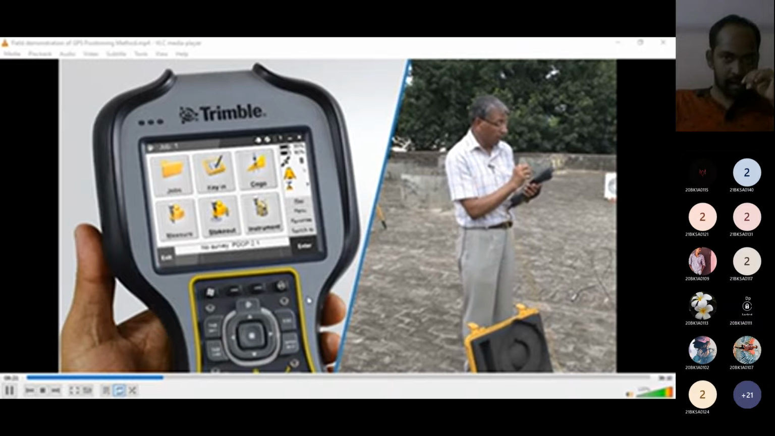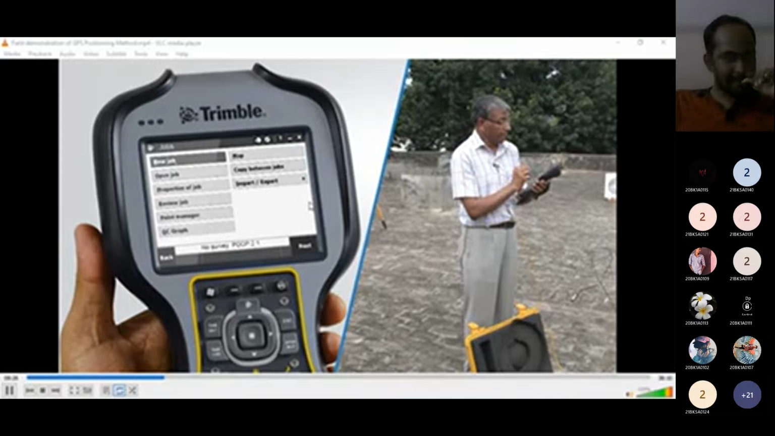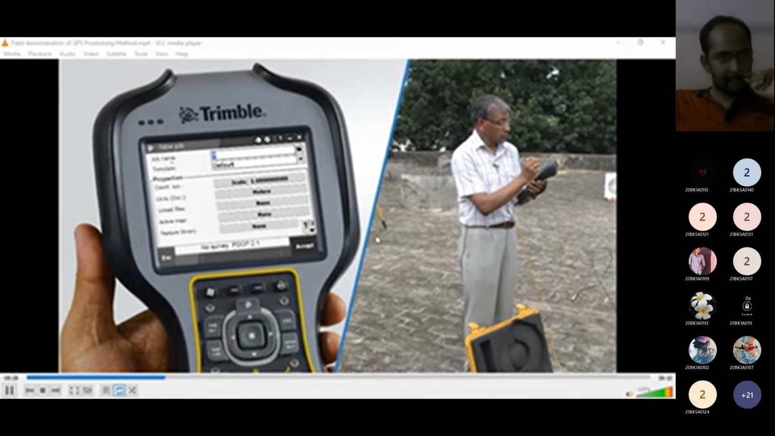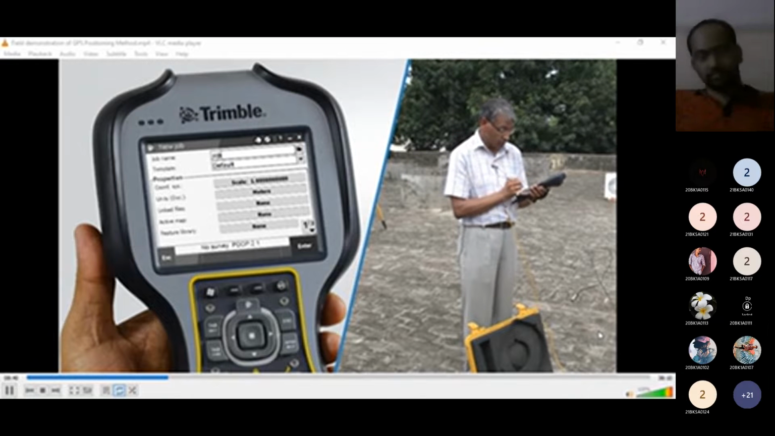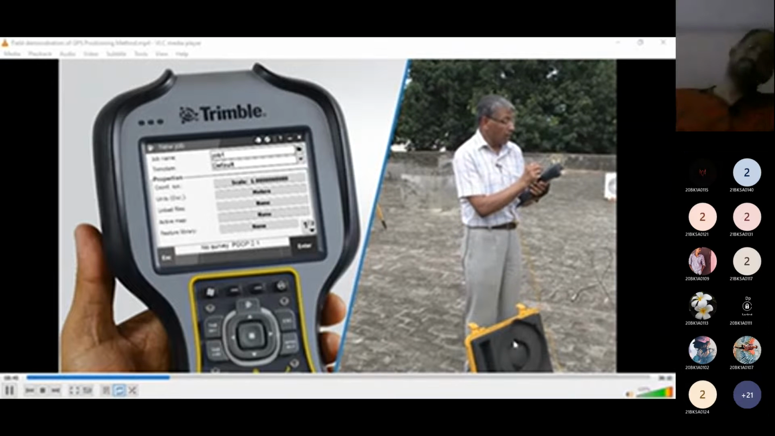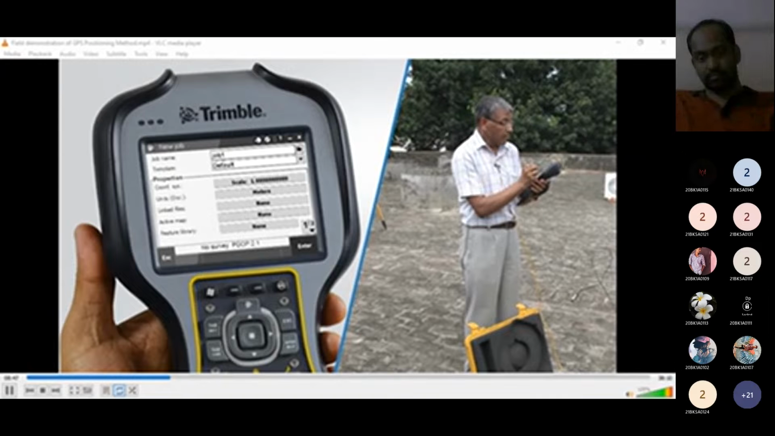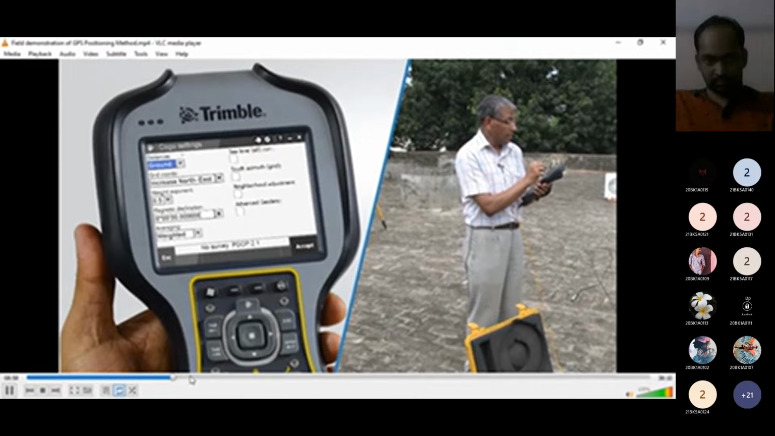So now we have to go for jobs. We have to create a new job. We have to give a name. Let us say the job name is job 1, first job 1, keeping all other parameters okay. Now we will not be changing any other parameters. We can also do COGO settings here.